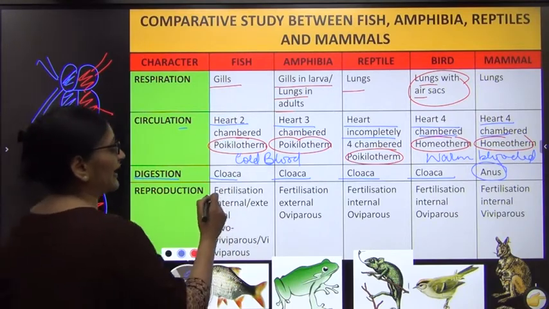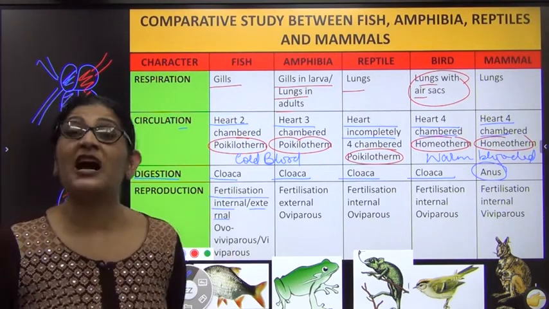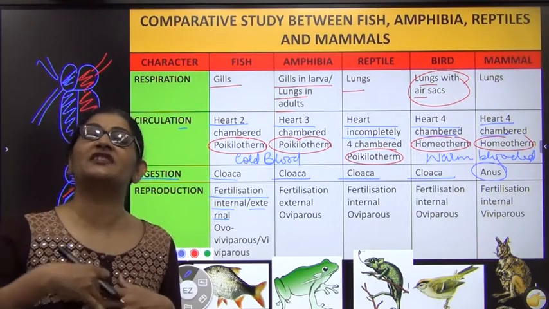In fish, the fertilization is both internal and external. Why did I say that? In case of cartilaginous fish, the fertilization is internal.